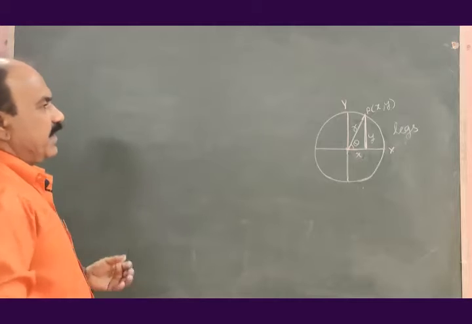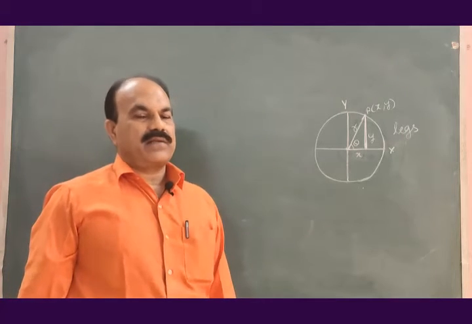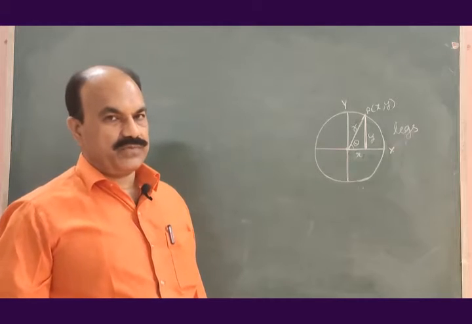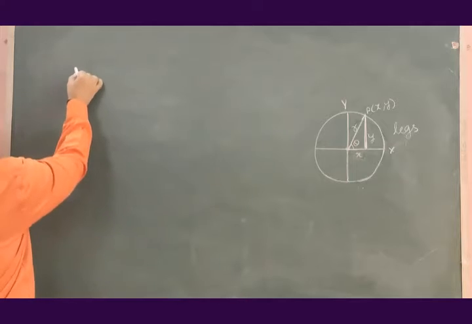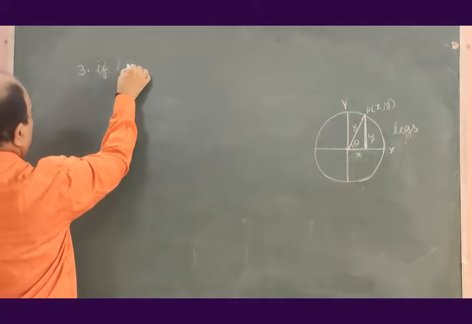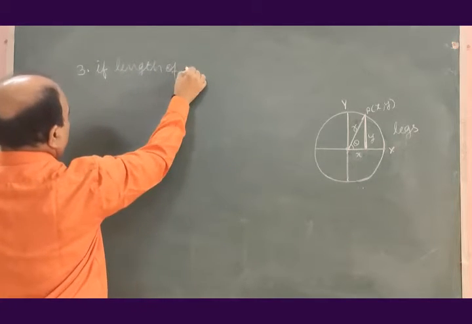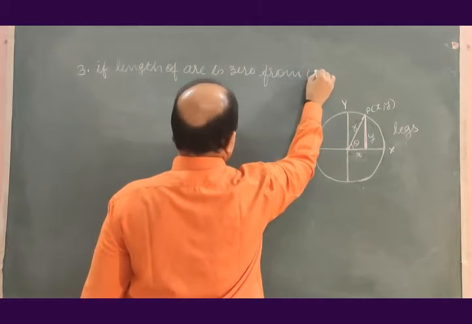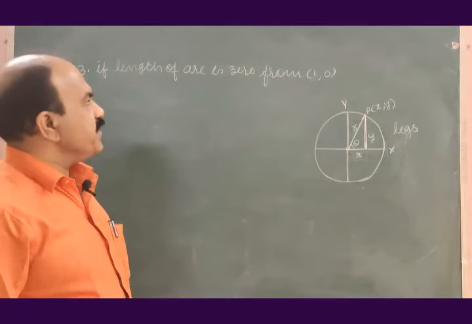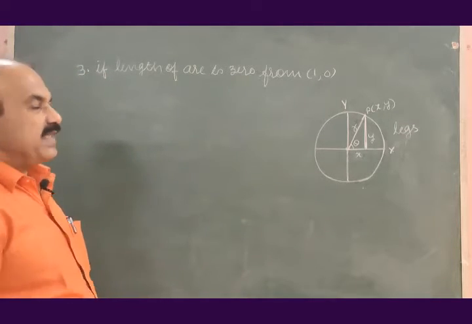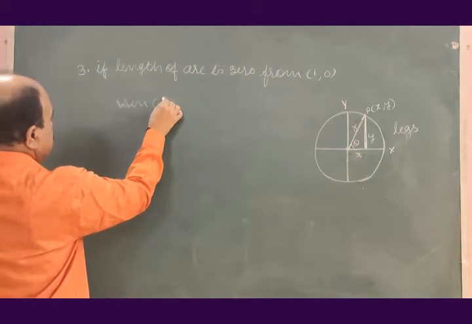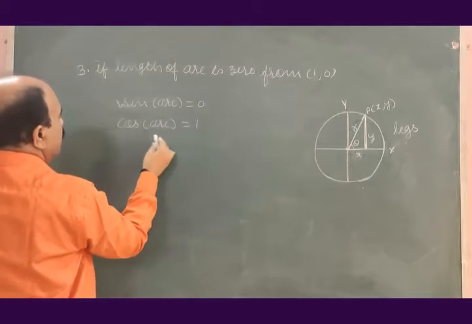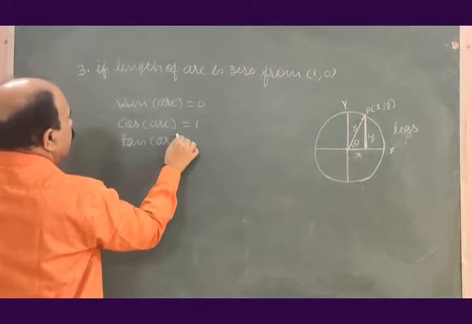Third property. If length of arc is 0 from the point 10, then sine of that arc is 0, cos of that arc is 1, tan of that arc is 0.